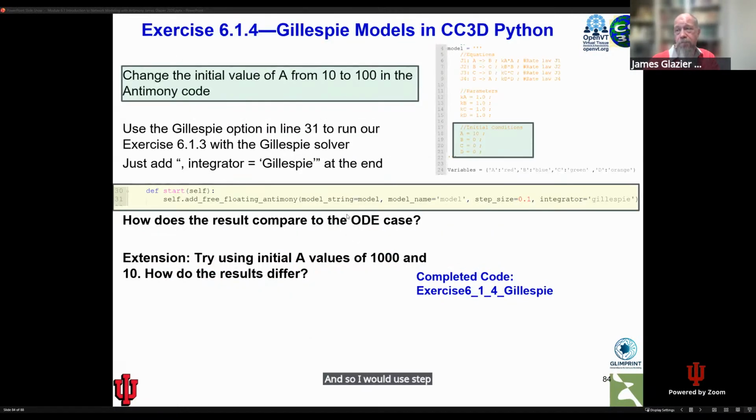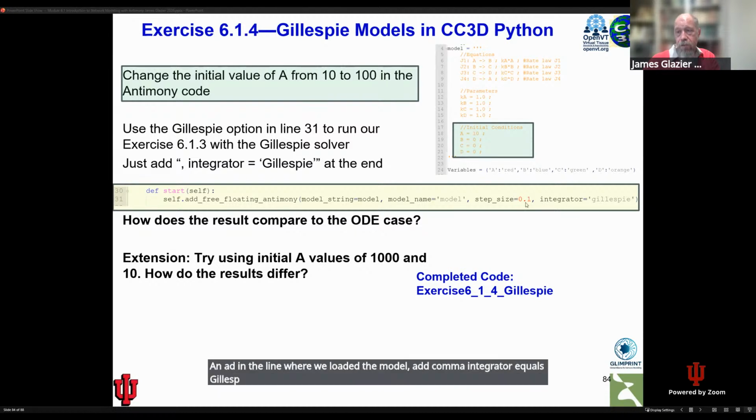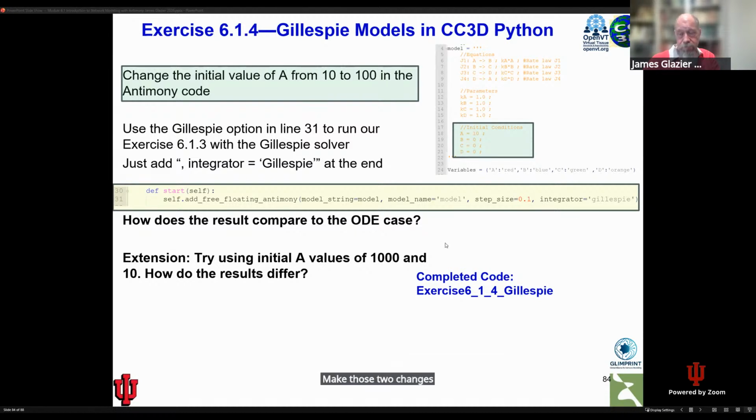So now let's do our last exercise here. In the code that you've been playing with, under initial conditions, change A from 10 to 100. And in the line where we loaded the model, add comma integrator equals Gillespie. Make those two changes and run it, and put the results in the chat.